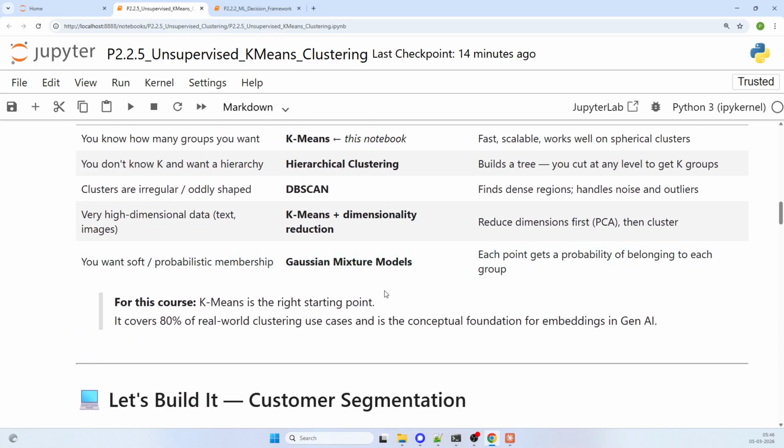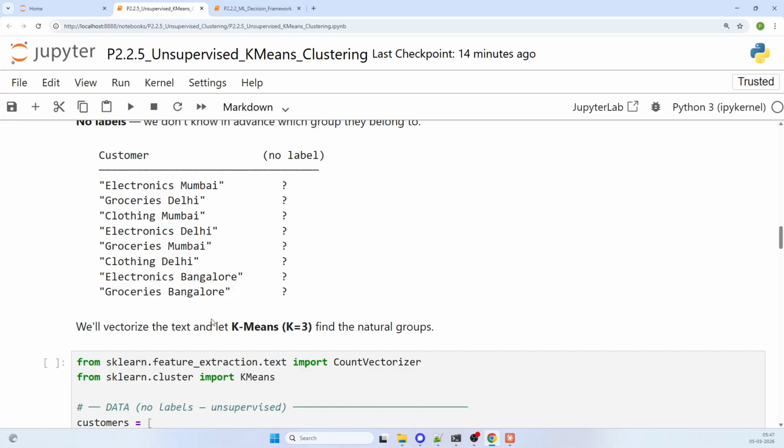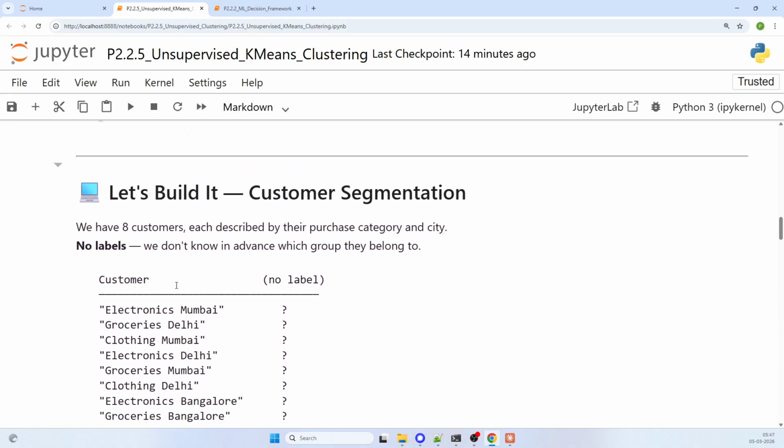So I am trying to solve a customer segmentation problem. Why do we need customer segmentation? Just to send notifications and recommendations based upon purchase history. I want to cluster them. Simple. So now I have no labels.